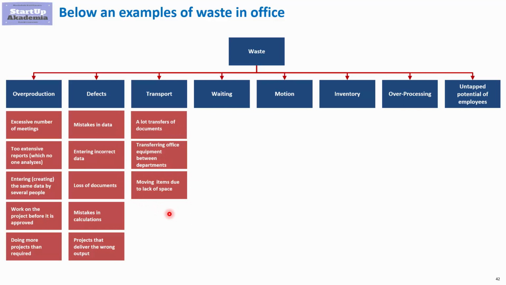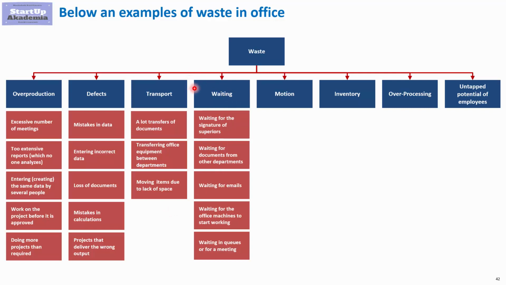Waiting is my favorite source of waste, and here we have a lot of different types of waiting generated mainly by how we organize a company. So we may be waiting for the signature of superiors, for documents from other departments, for emails, obviously for some office machines that we need to do our work. And finally, you will have waiting in queues or for a meeting. The good thing about this type of waste is that it can be quite easily solved.